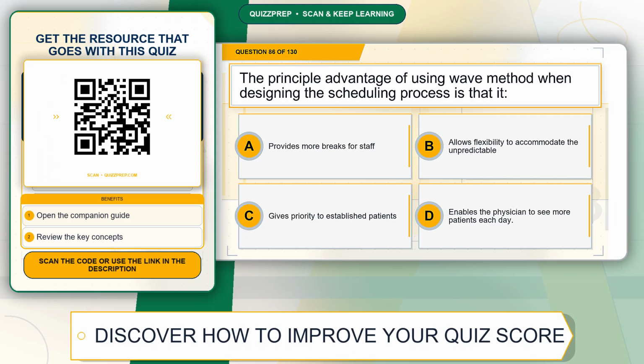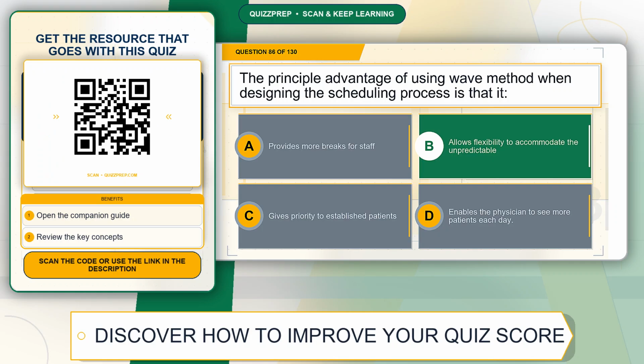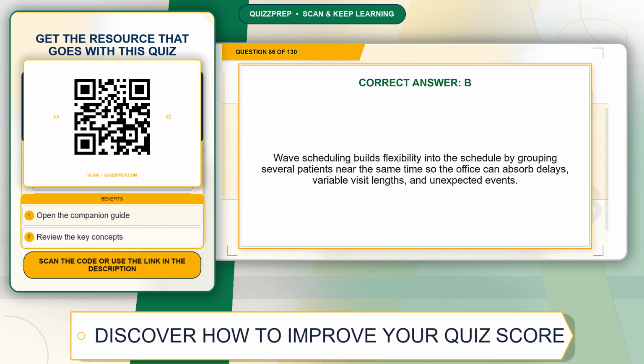Question 86. The principal advantage of using the wave method when designing the scheduling process is that it: Option A, provides more breaks for staff. Option B, allows flexibility to accommodate the unpredictable. Option C, gives priority to established patients. Option D, enables the physician to see more patients each day. The correct answer is option B, allows flexibility to accommodate the unpredictable. Explanation. Wave scheduling builds flexibility into the schedule by grouping several patients near the same time so the office can absorb delays, variable visit lengths, and unexpected events.